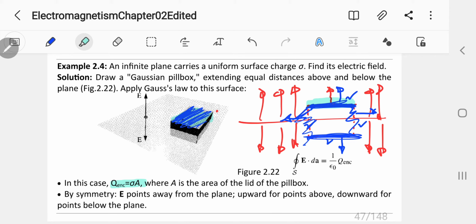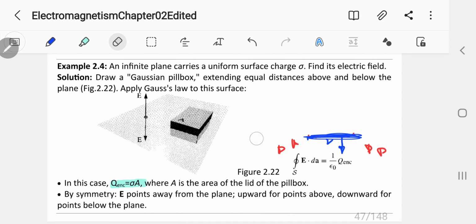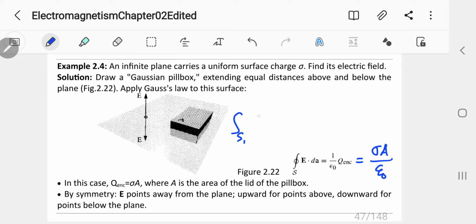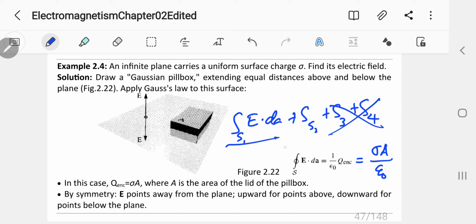So Q enclosed equals sigma A, and so this one will be sigma A over epsilon sub O. But then this one is, of course, you have the integral on S1 of E dot dA plus the integral on S2 plus S3 plus S4, but 2 of the areas do not contribute to the flux. This one is the top surface and this one is the bottom surface. They're just equal because the electric field there going up and the dA is also going up. Here the electric field is going down and the dA is also going down.